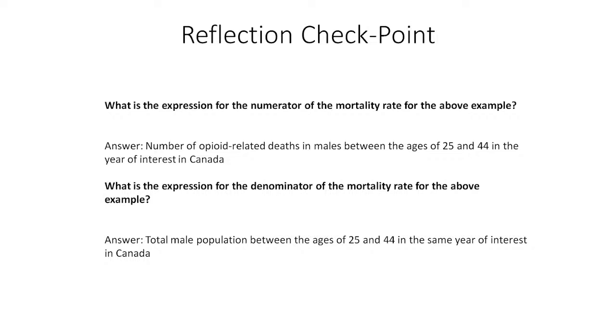Answers to these questions. The first question: what is the expression for the numerator of the mortality rate for the above example? Answer: number of opioid-related deaths in males between the ages of 25 and 44 in the year of interest in Canada. And the answer to the second question: what is the expression for the denominator of the mortality rate for the above example? Answer: total male population between the ages of 25 and 44 in the same year of interest in Canada.